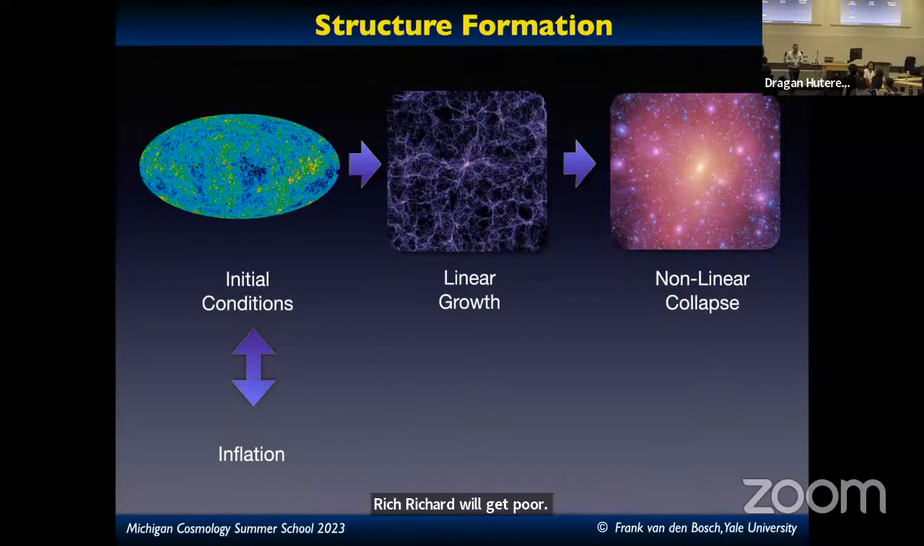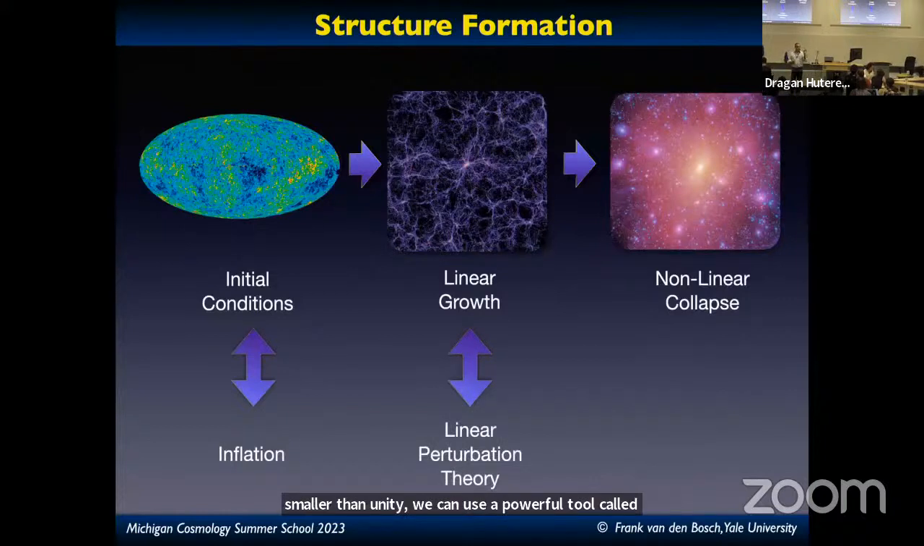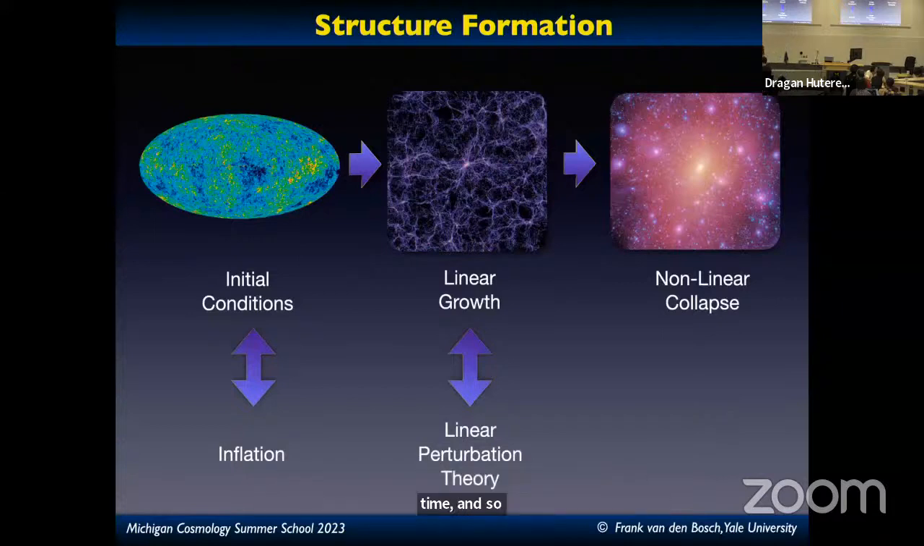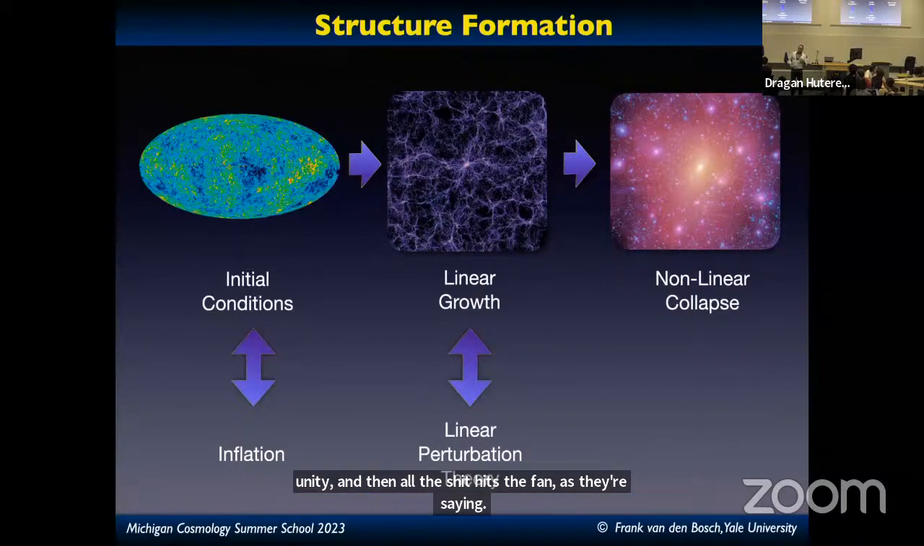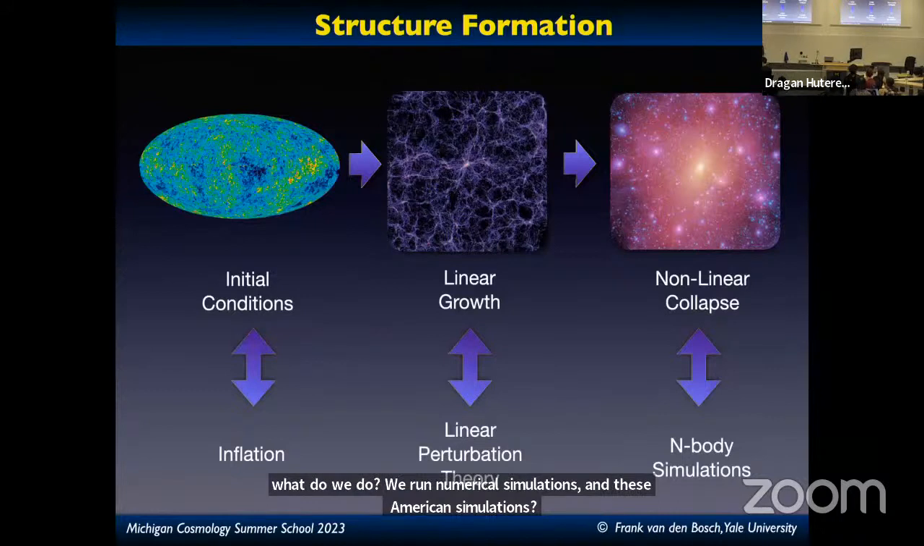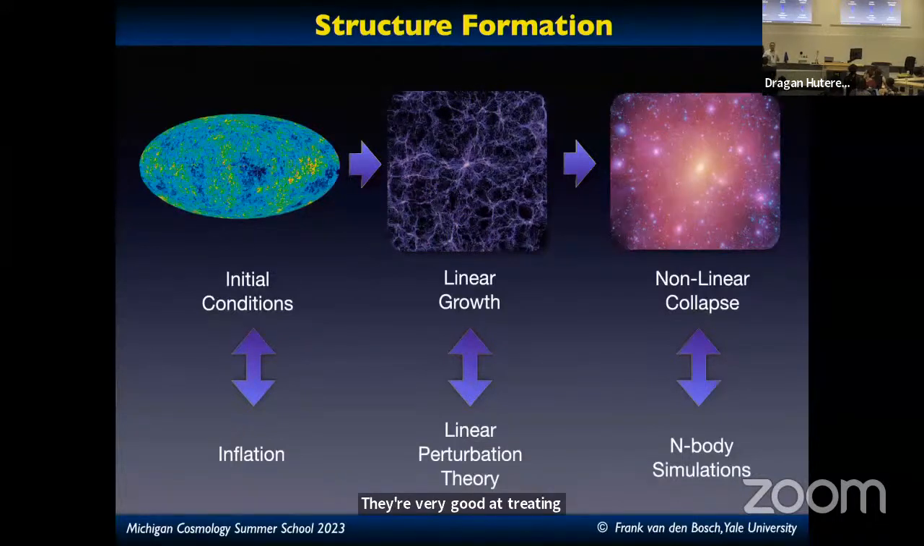The cool thing is that as long as these perturbations are small, significantly smaller than unity, we can use a powerful tool called linear perturbation theory to exactly write down and describe how these perturbations grow over time. At some point, these perturbations become of order unity, and then all hell breaks loose, as they say in American. It becomes impossible to deal with this analytically. So what do we do? We run numerical simulations, which are very good at treating the nonlinear physics. What they show is that all these perturbations collapse and form dark matter halos.